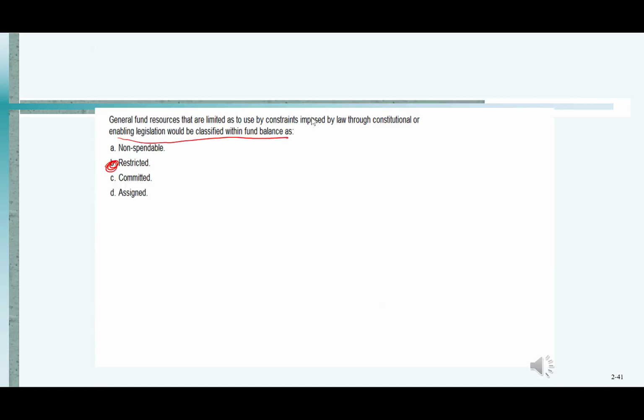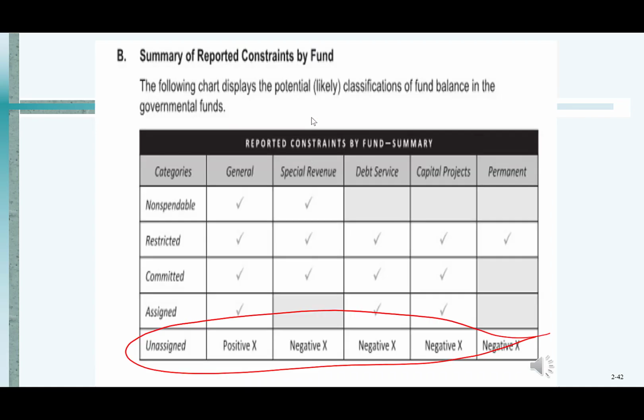Grant general fund resources that are limited as to use by constraints imposed by, this really should say what? By enabling legislation, because law, it does say enabling legislation, but it took them a while to get to that. Law could also be constrained, couldn't it? So this isn't the best question, but by the time we got to this phrase enabling legislation, then that money becomes restricted, right? Only the general fund can have a positive unassigned fund balance. Everybody else is going to be what? Negative.